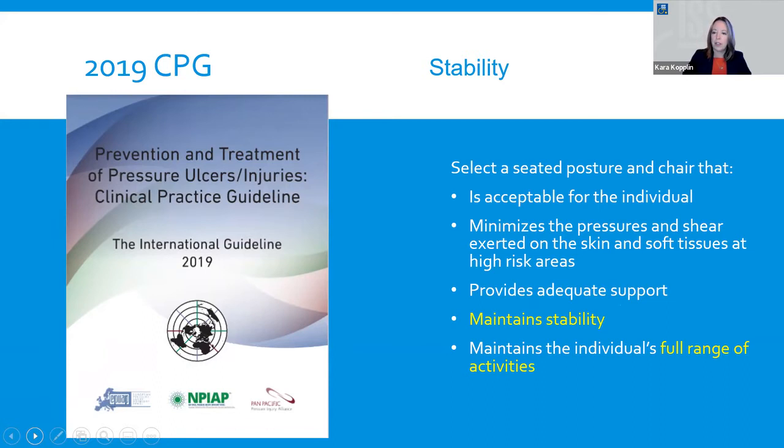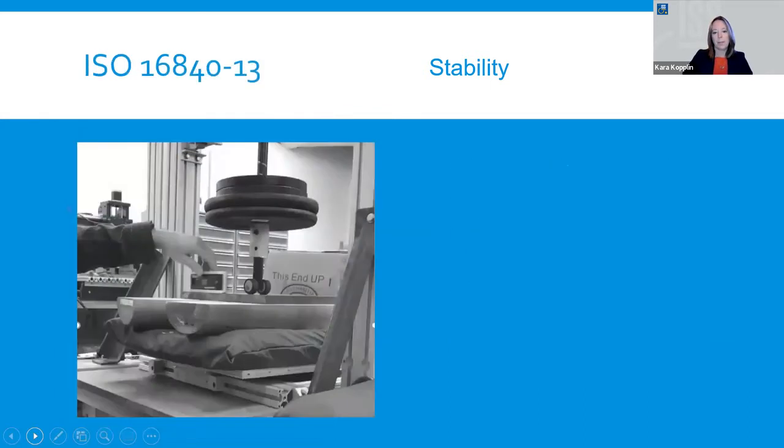Of course, we want a cushion that is acceptable for the individual and minimizes the pressures and shear exerted on the skin and soft tissues, especially in those high-risk areas. It needs to provide adequate support, but it also needs to help the person maintain their stability while allowing them to have their full range of activities. So a newer standard was developed based on recognition of members in the ISO Standards Committee's need for such a measure.